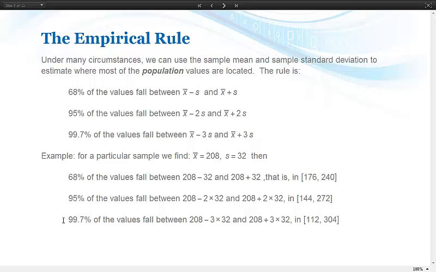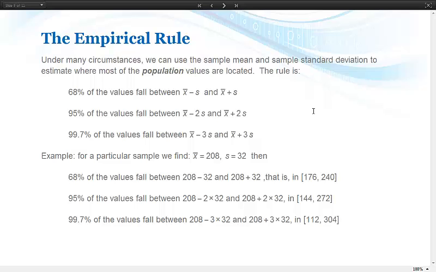Finally, almost all of the values, 99.7%, will fall between 208 minus 3 standard deviations up to 208 plus 3 standard deviations. Well, 208 minus 96 is 112, up to the mean plus 3 standard deviations. That's 304. So almost all of the population values will fall between 112 and 304. Again, if I've got a good, fair, unbiased sample that's well representative of the population.